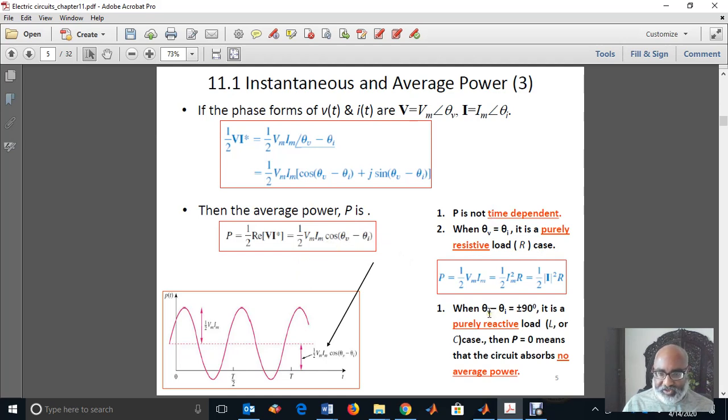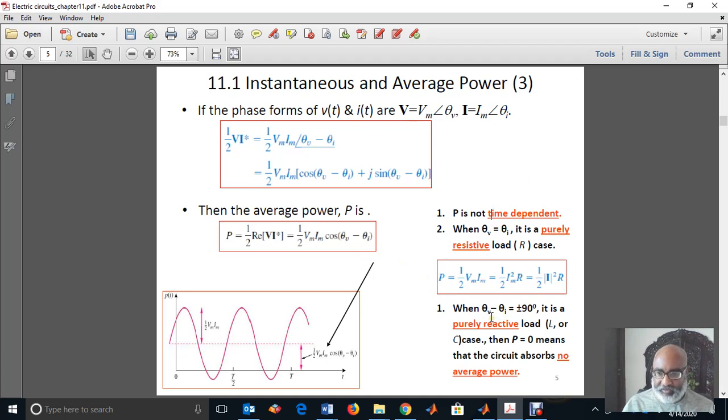If theta V minus theta I is equal to positive 90 degree, which is if I have inductive load, inductor. Remember, the inductor voltage in phasor domain is V is equal to J omega L times I. So the inductor voltage leads the inductor current by 90 degree. So theta V minus theta I is 90 degree, and cosine of 90 degree will become 0, and again the average power will become 0.